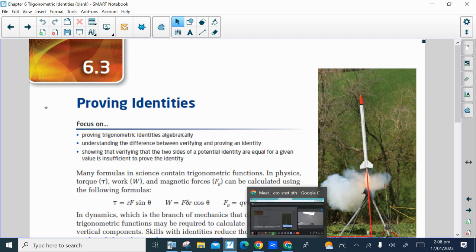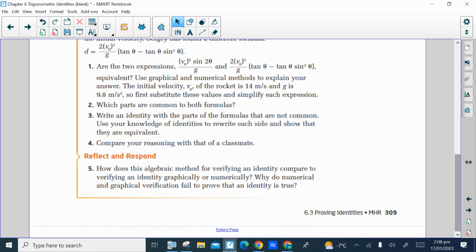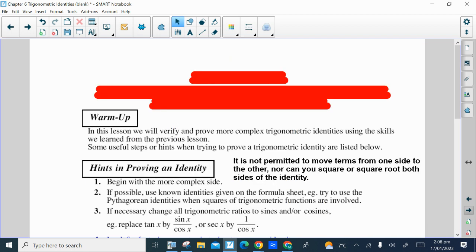We'll understand the difference between verifying and proving an identity, and show that verifying that the two sides of a potential identity are equal for a given value is insufficient to prove the identity. So, in this lesson, we will verify and prove more complex trig identities using the skills that we have learned from the previous lesson. Some useful steps or hints when trying to prove a trig identity are listed below.